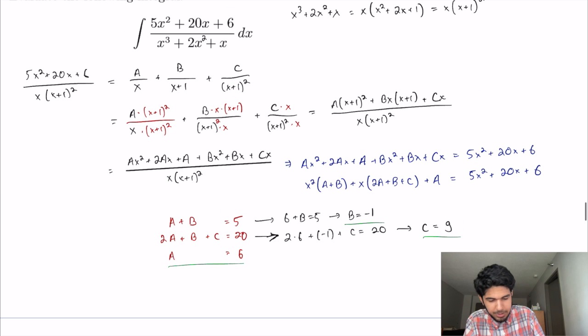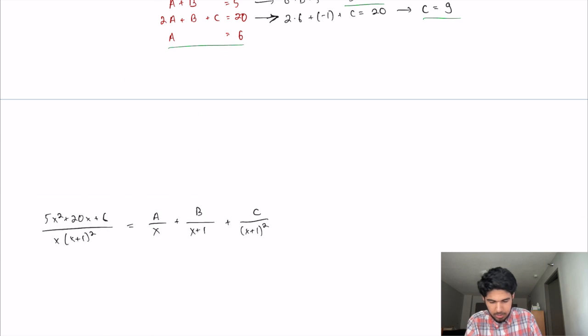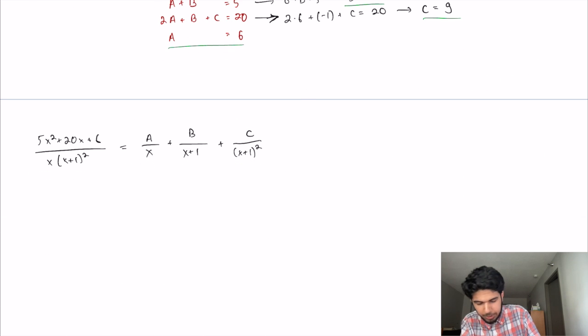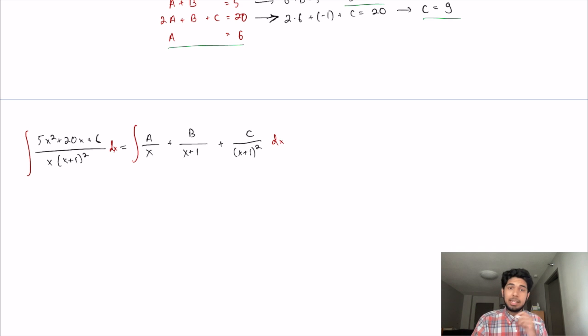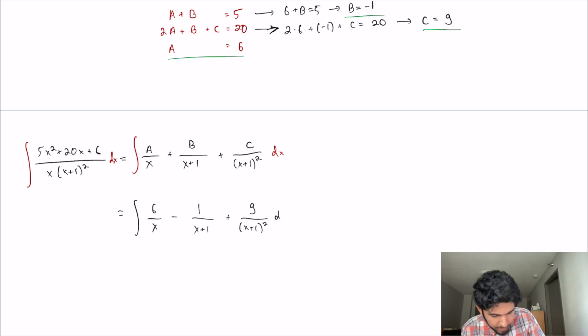So let's go back up here. Alright, so that's what we started by claiming, which would imply that the integral of the left-hand side is equal to the integral of the right-hand side. Now we have a, b, and c, so we know what the decomposition actually is. So let's substitute a, b, and c back in, integrate, and solve. Okay, so a is equal to 6, so this is 6 over x. b is equal to negative 1, so we can make this minus 1 over x plus 1. And c is equal to 9, so this is plus 9 over x plus 1 squared.